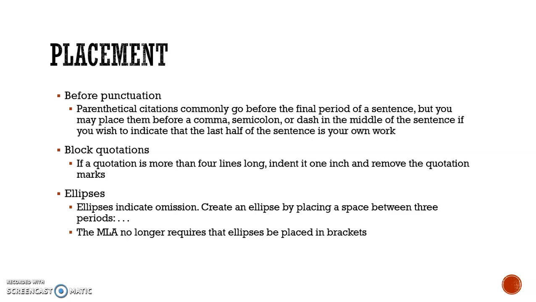If you've got a block quotation that's more than 4 lines long, indent at 1 inch, remove the quotation marks. And ellipses indicate omission, so if you want some of the quotation but not the whole thing, just put a space between 3 periods. The MLA is no longer requiring that ellipses be placed in brackets. I personally don't care if you put them in brackets or not, but you don't have to anymore.